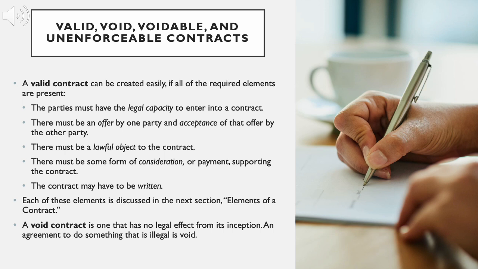A valid contract can be created easily if all of the required elements are present. The parties must have the legal capacity to enter into a contract. There must be an offer by one party and acceptance of that offer by the other party. There must be a lawful object to the contract. There must be some form of consideration or payment supporting the contract. The contract may have to be written. Each of these elements is discussed in the next section, Elements of a Contract. A void contract is one that has no legal effect from its inception. An agreement to do something that is illegal is void.